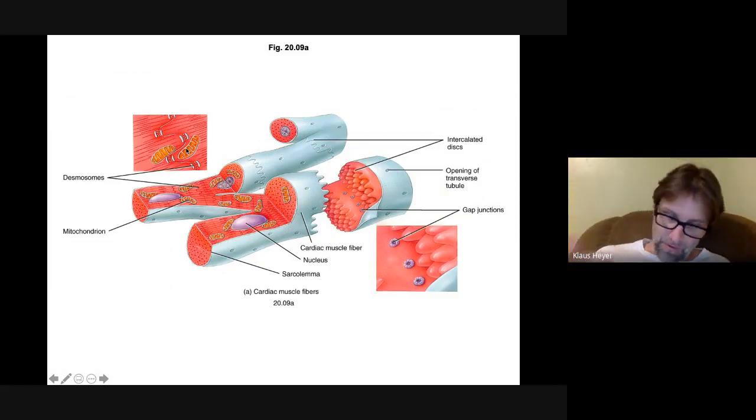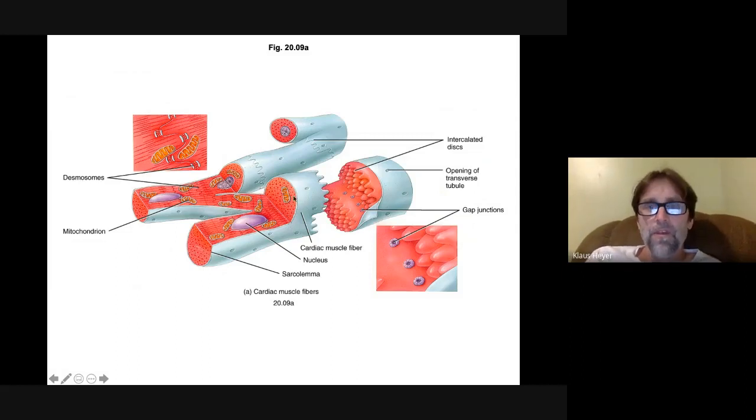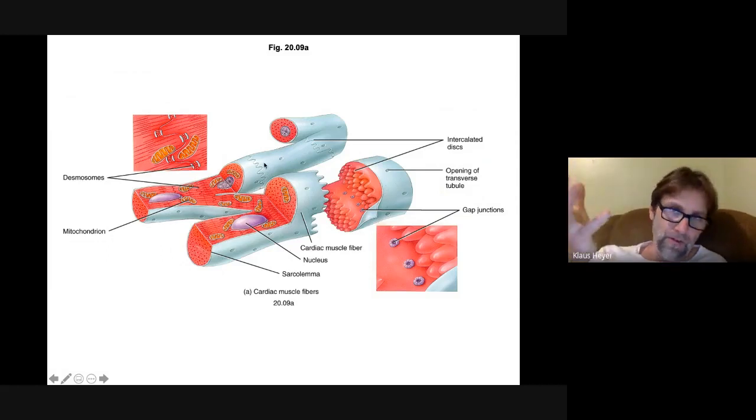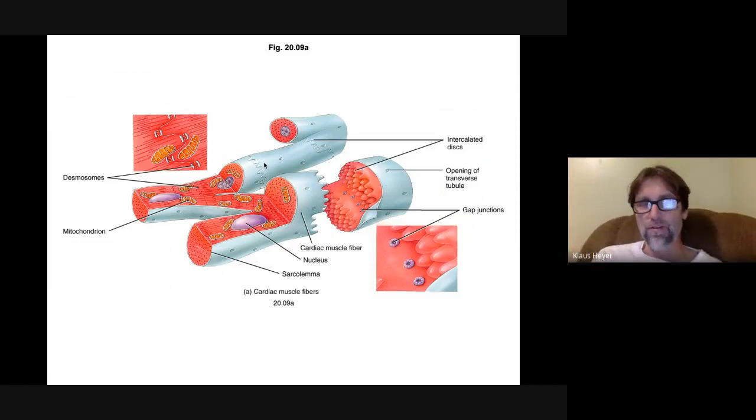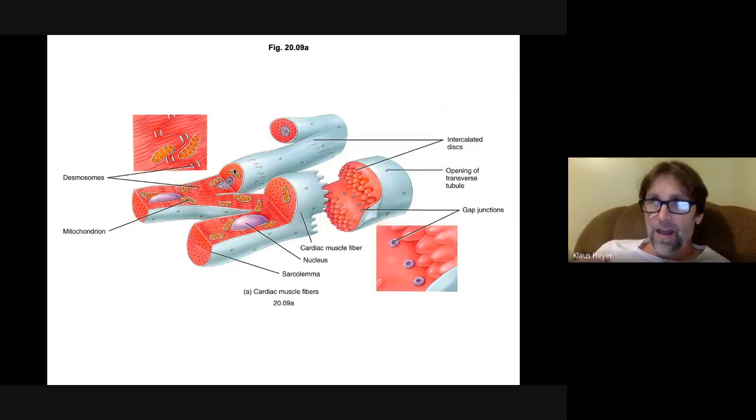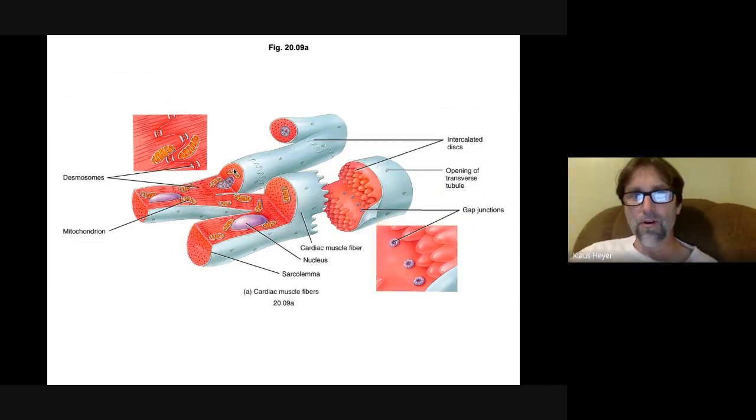But another difference is that in between each cell, you have these intercalated discs. So you could see it between this cell and this cell. Muscle cells are elongated. They're not like these circular things. They're elongated cells that are able to contract. So they have these intercalated discs, and inside of them there are gap junctions. What this is doing is letting the electrical impulse jump from one cell to another really quick. In fact, those electrical impulses, we call them action potentials. An action potential is the electrical impulse that's going through your heart.